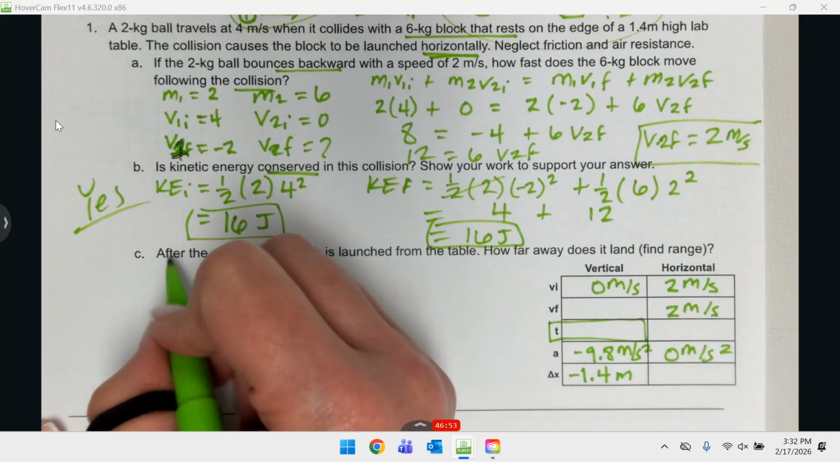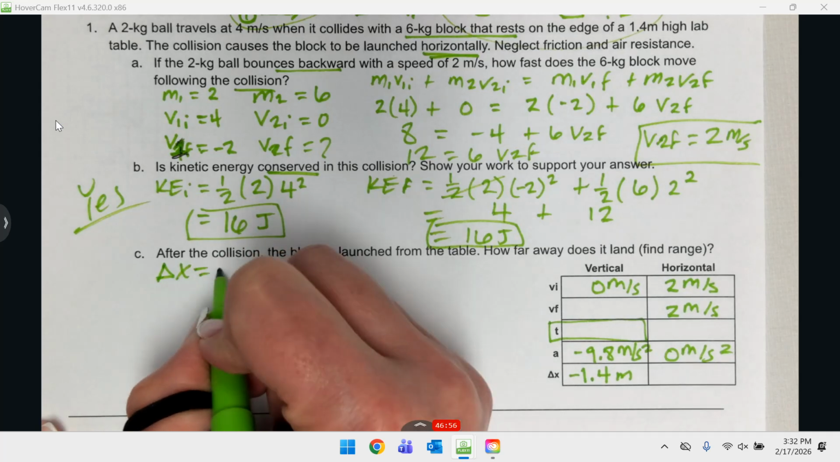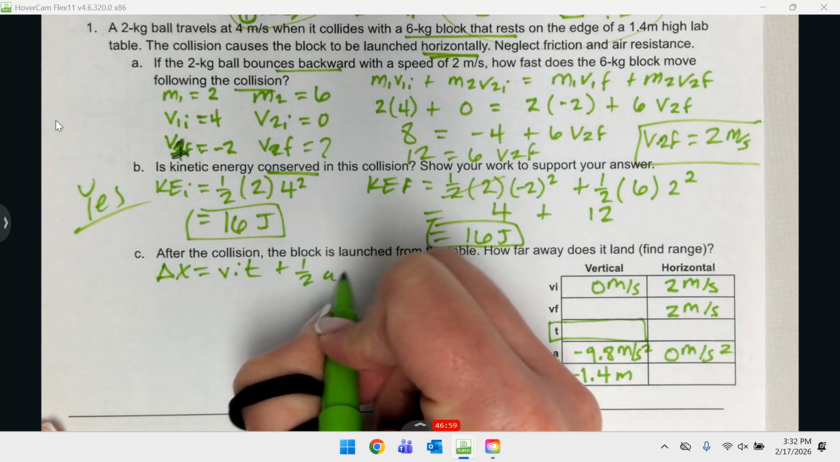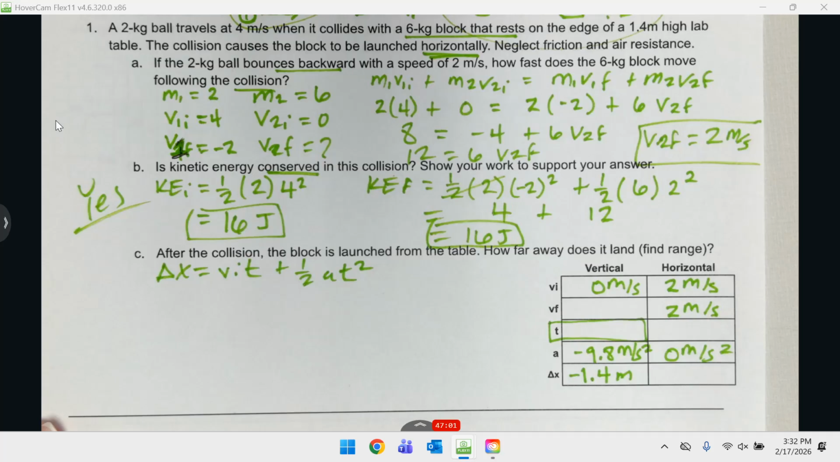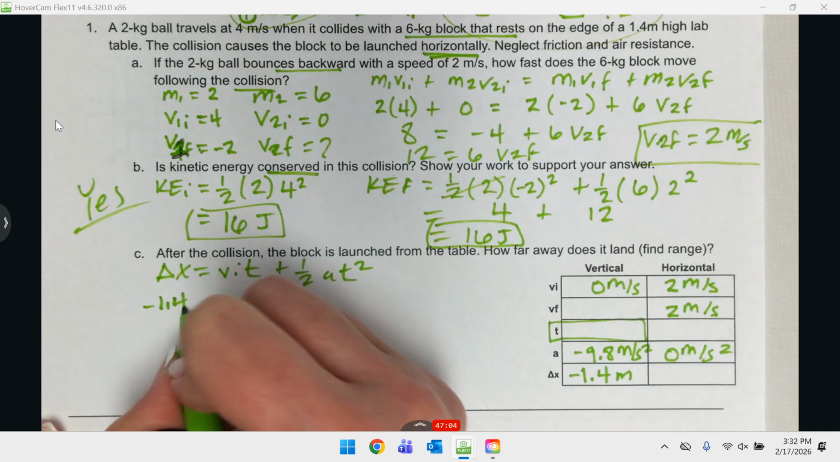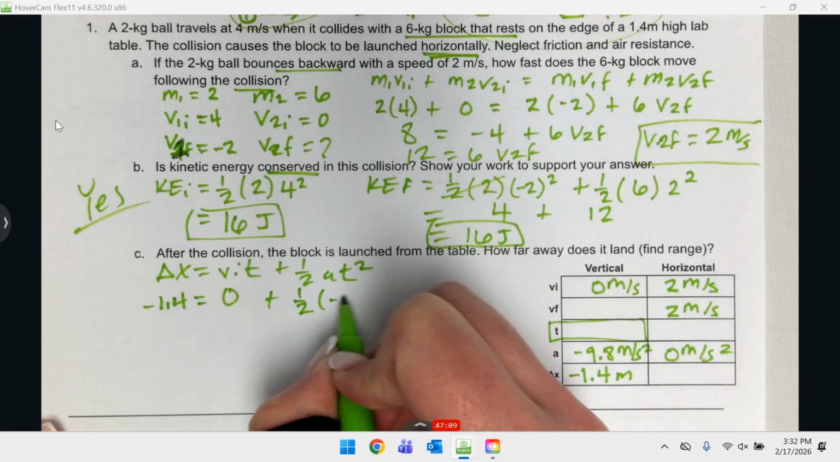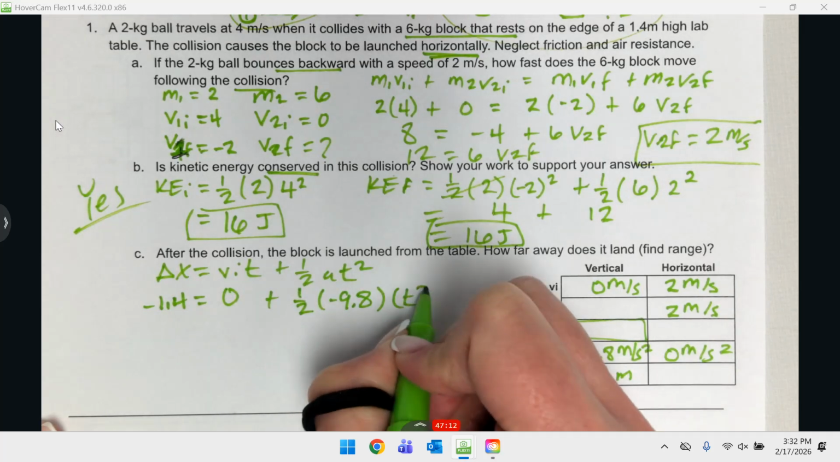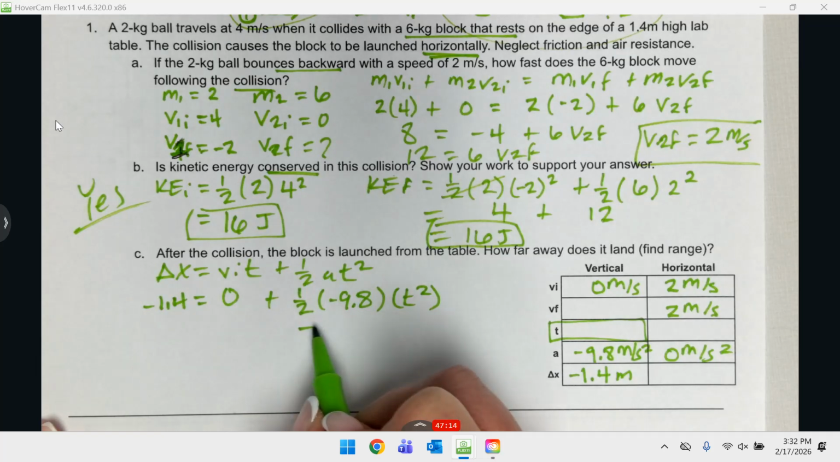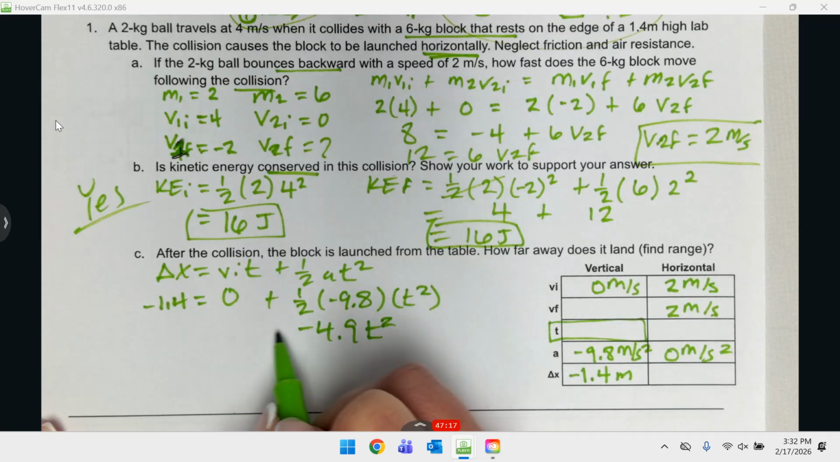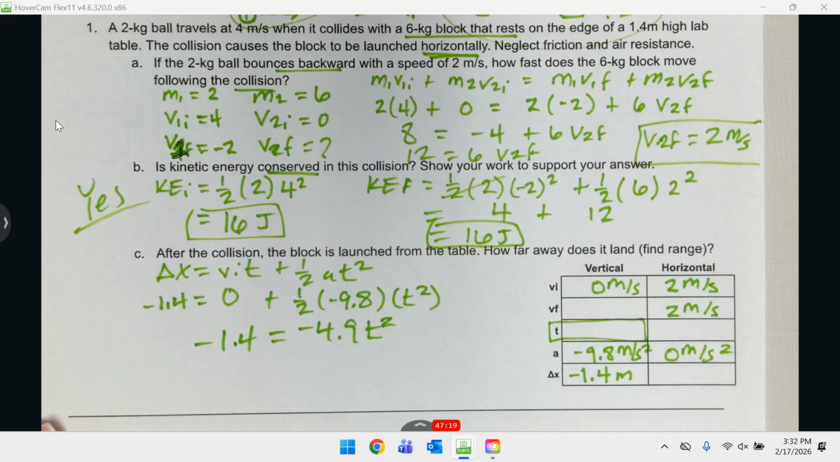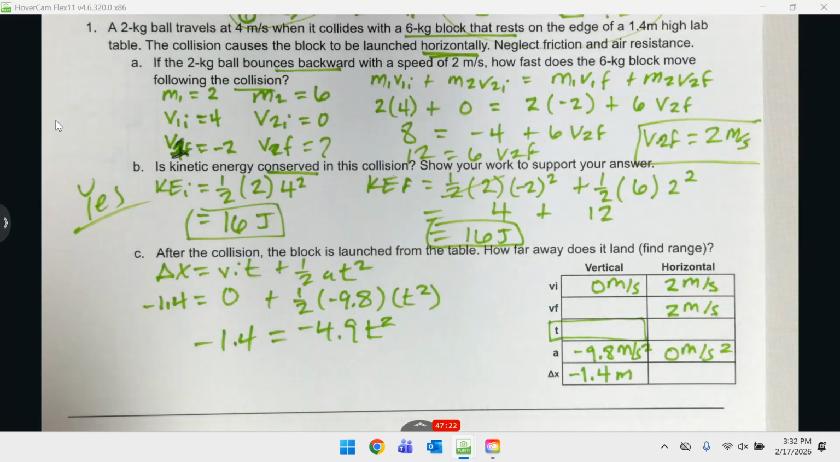So your first step is finding that. We're going to use this equation, delta x equals v_i t plus 1/2 a t squared, using only vertical data. That's going to be -1.4 equals, v_i is going to be 0, so that term's going to go away, 1/2 times -9.8 times t squared. This is going to be -4.9 t squared equals -1.4. Divide both sides by -4.9. The negatives are going to cancel. So 1.4 divided by 4.9, and then take the square root of that.